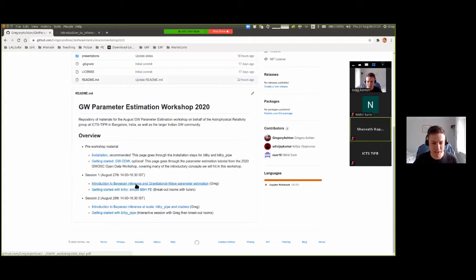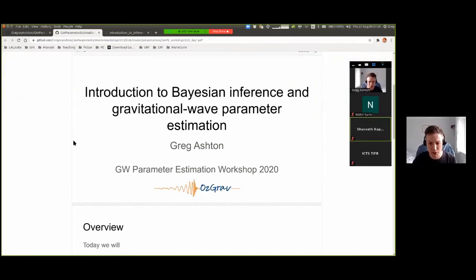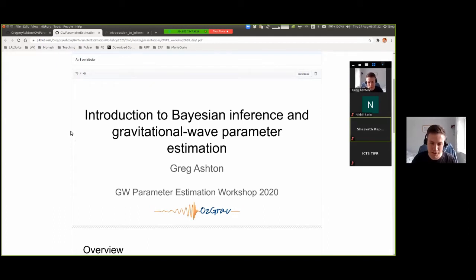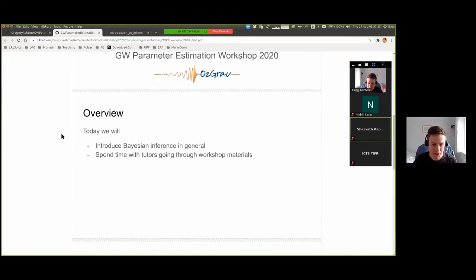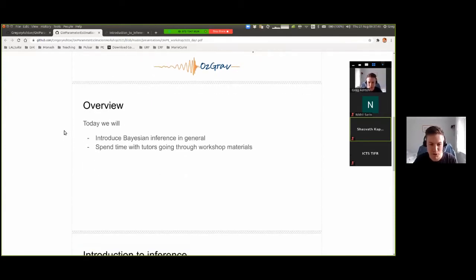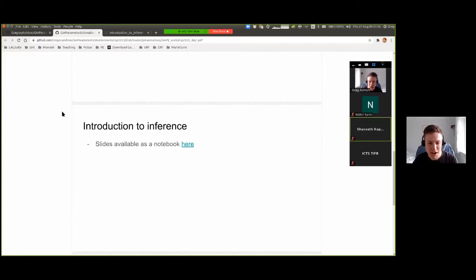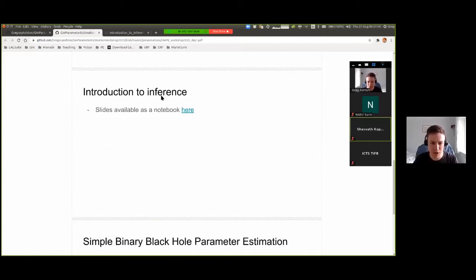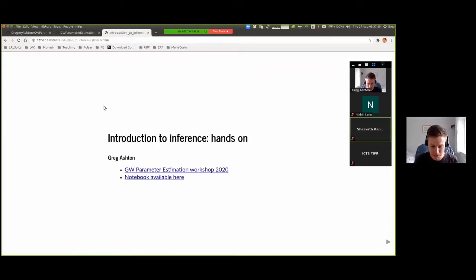So let's get going then. There's a link here that just links to some slides, although they're not very detailed. I thought I would put a few things together just so we can all be on the same page. As I say, today's overview is Bayesian inference in general, and then we're going to talk to tutors. There's a link here to a notebook which has the slides which I'll actually be going through. So let me skip to that now.